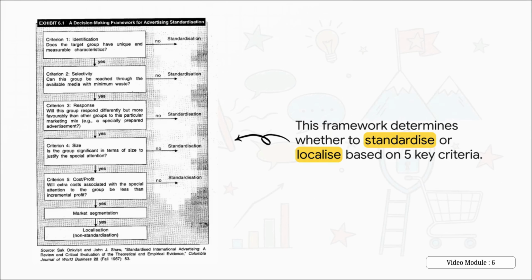A company starts at the top and asks a question like, is our target audience in this country different enough to matter? If the answer is no, they just stick with the standard global ad. If it's yes, they move to the next question. And they keep going down the list until they hit the most important question of all. Will the extra cost of making a local ad actually make us more money? If the answer is ever no, the model tells them to stick to the global plan.